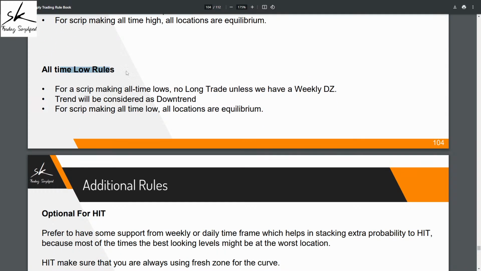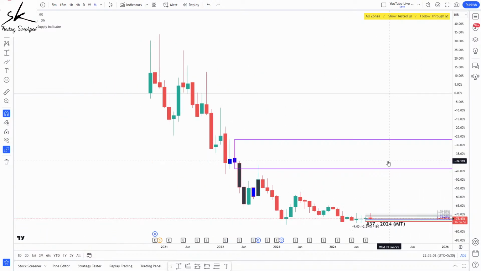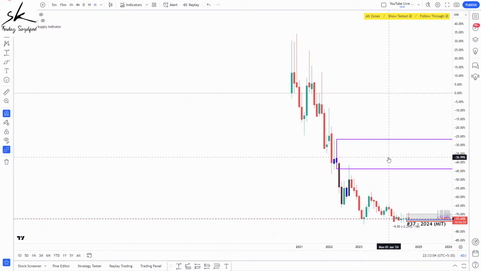So for a symbol that is making an all-time low, I don't plan a long trade unless and until we see a weekly demand area. Because I know this was making all-time lows, I can plan a long trade, provided I can start seeing that some buying has started coming into the market.